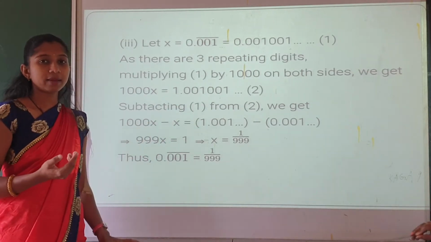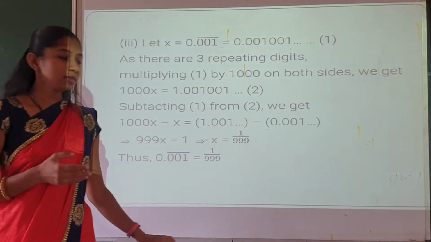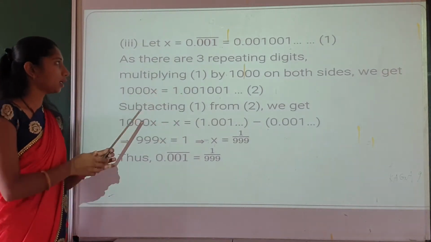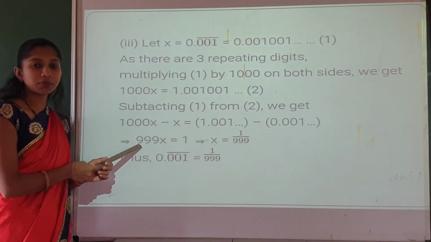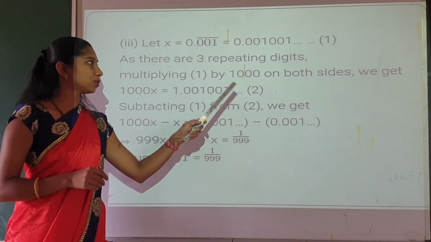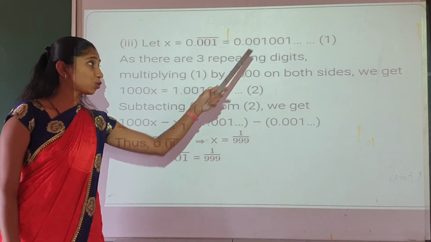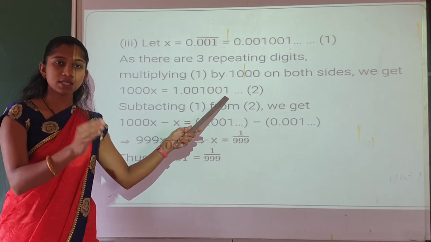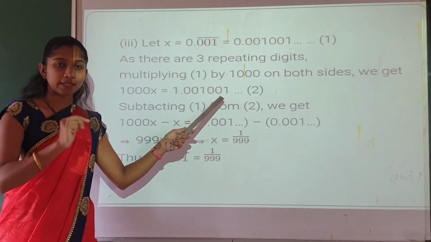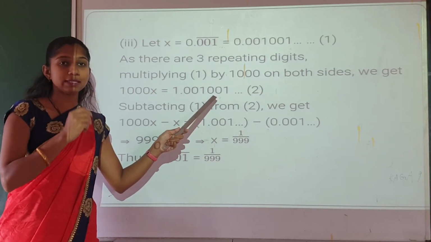Then what is the next step? Subtracting equation number 1 from equation number 2. During the subtraction, 1000x minus x, how much are you going to get? 999x. On the right side, 1.001 minus this term. Look at this number: after the decimal point, in these two equations the right side terms are the same, so the answer becomes 0. Then only consider the digit before the decimal point.